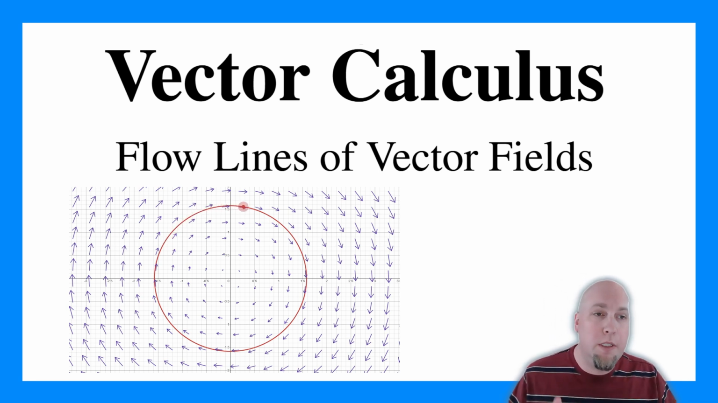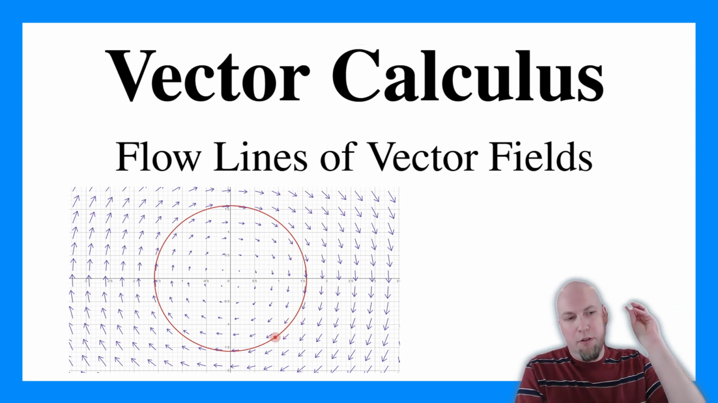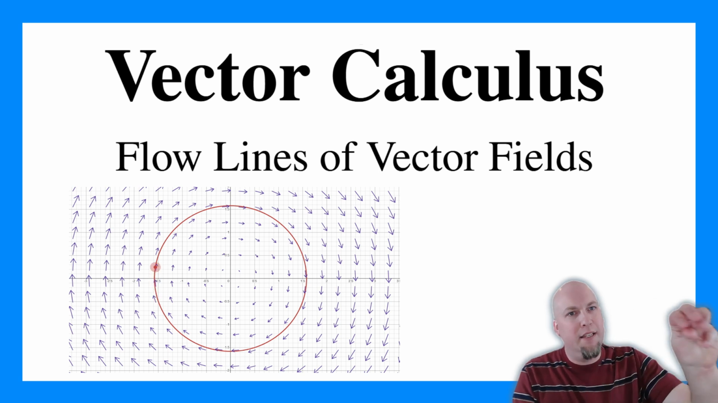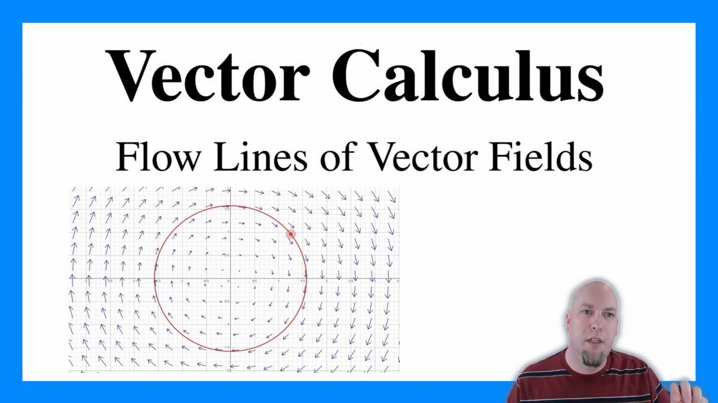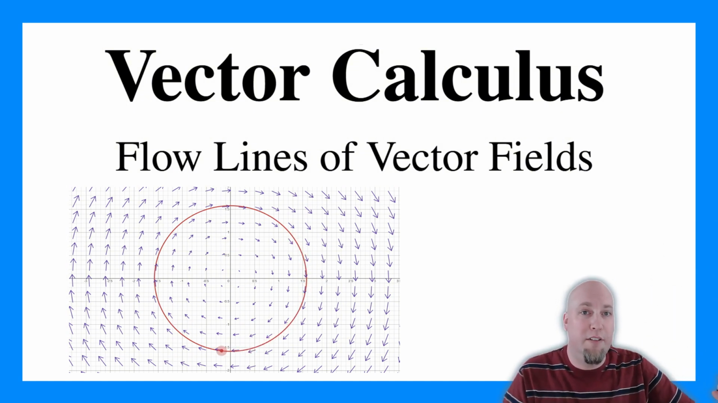Okay, so what a flow line is: if you've got a vector field sitting in front of you, what happens if you drop a particle into that vector field? In particular, what path is it going to start following, assuming that it follows the vectors of that vector field? That path that it's going to start following, that's a flow line of the vector field.